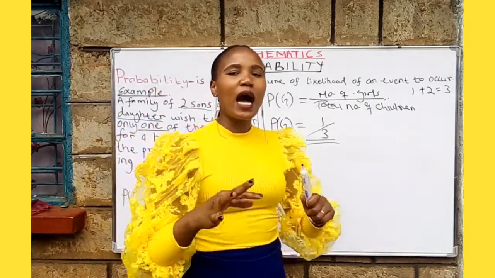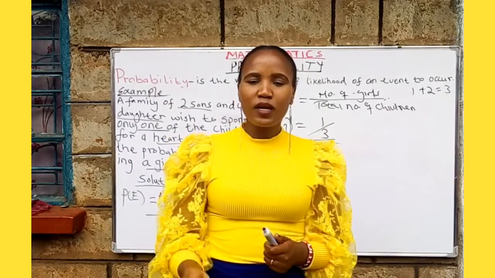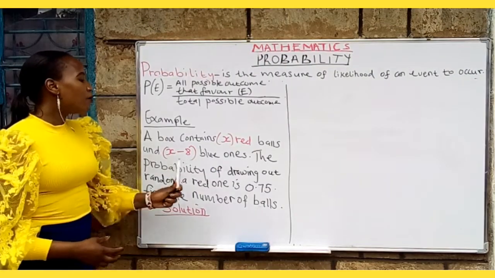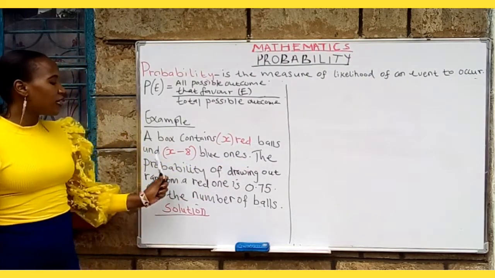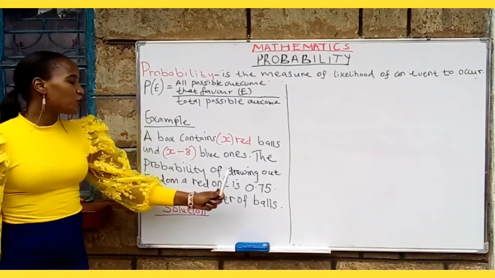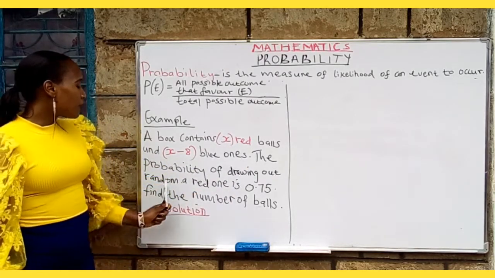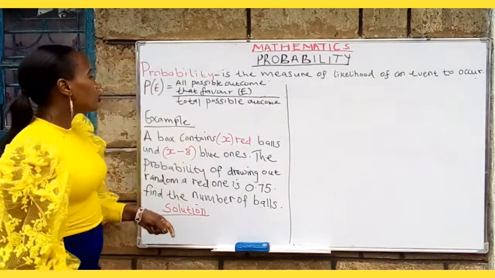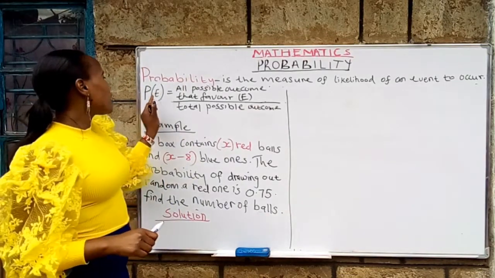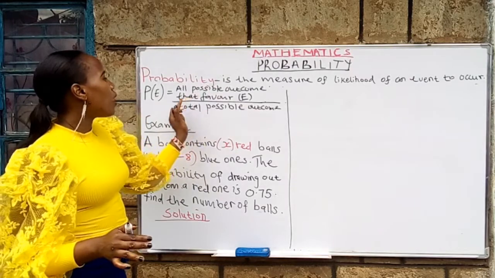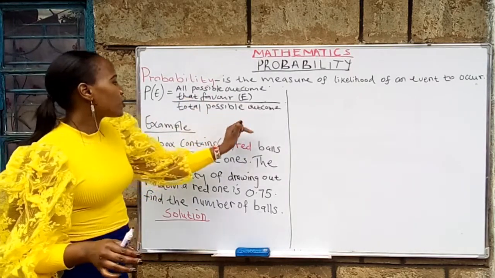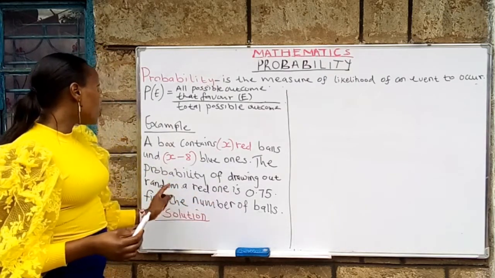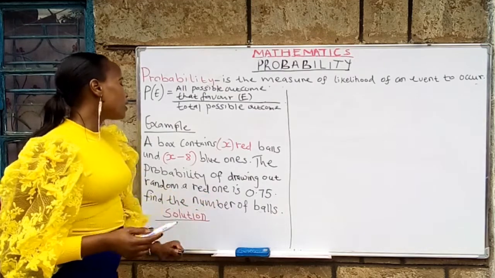So I want us to look at a more elaborate and complex question in relation to this formula. A box contains x red balls and x minus 8 blue ones. The probability of drawing out a random red one is 0.75. Find the number of balls. So we know that the probability of any event is all possible outcomes that favor E over total possible outcomes. In this case, we are told that the probability of drawing a red one is 0.75.